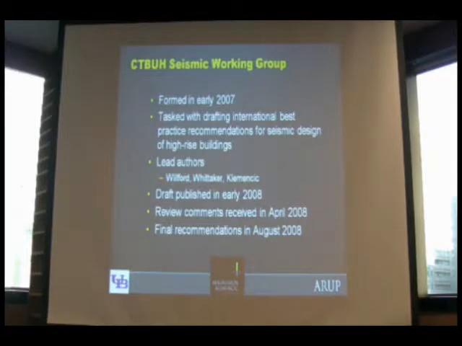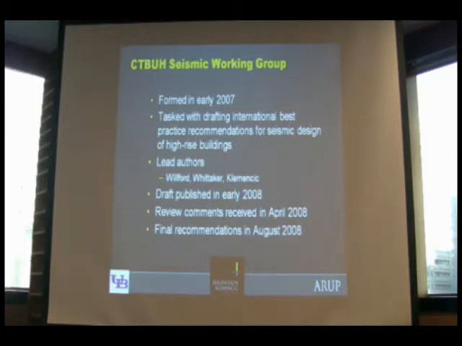The Seismic Design Working Group of the Council was formed in early 2007, in part in response to concerns that folks had about the design of tall buildings and compliance with codes of practice, recognising that codes of practice, principally the US codes of practice, weren't written for tall buildings, rather they were written for low and medium-rise buildings. And yet we were being forced as consultants to comply with inappropriate rules leading to potentially unsafe structures. So the Seismic Working Group was formed in early 2007.